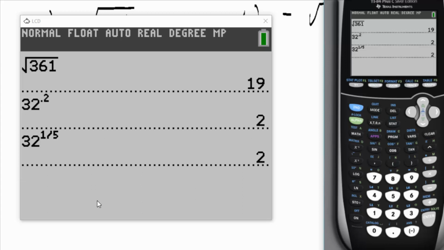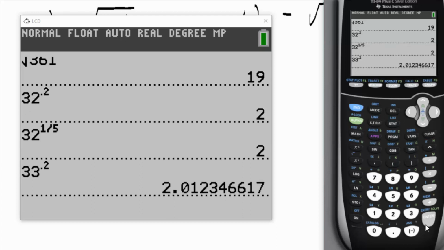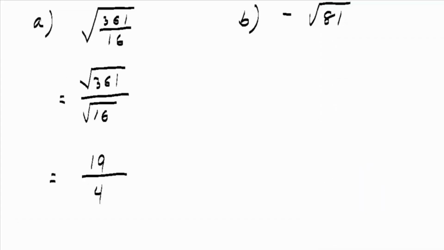What if it's not a perfect fifth power? Let's see, what if you try to take the fifth root of 33? Then won't it just be a little bit bigger than 2? Well, you could go 33 to the 0.2, since 1/5 is 0.2. And then it should be 2 point something, right? Yeah. So you can approximate nth roots. N was 5 in this case. You can approximate nth roots using your calculator. So it's pretty handy.